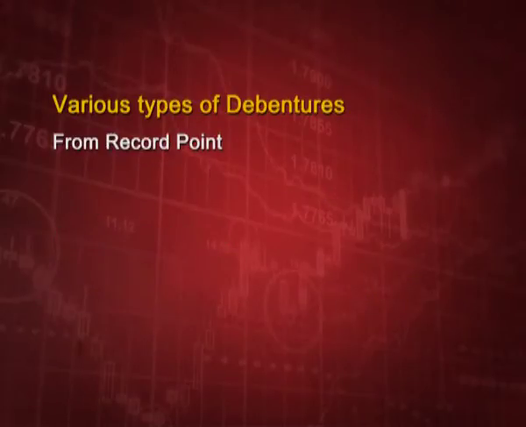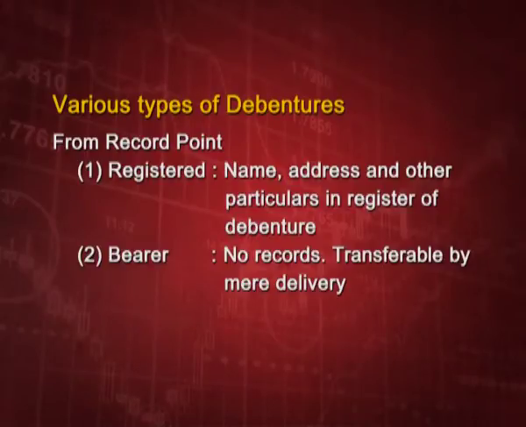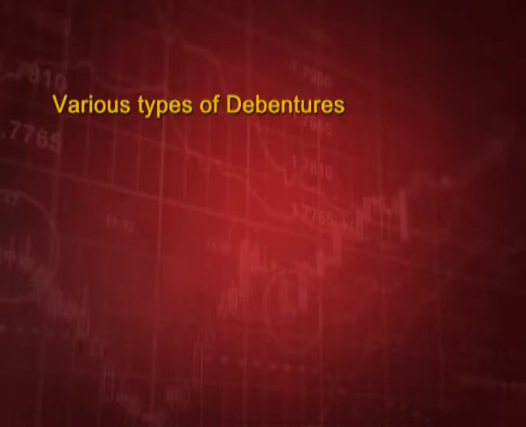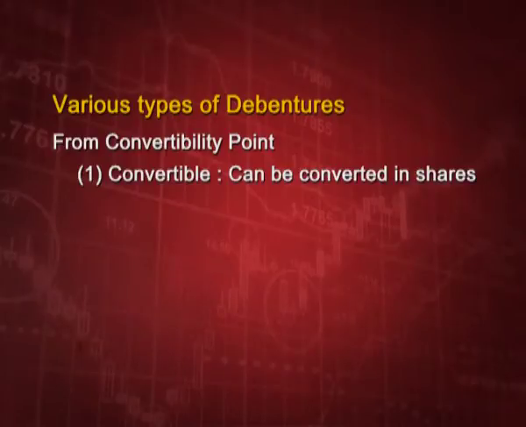If we see from the record point of view, there can be registered debentures and bearer debentures. Registered debentures are those where name, address and all other particulars are there in the register of debenture, whereas bearer debentures are those where there are no records, they are just transferable by mere delivery. Whosoever is having that debenture is the owner of that debenture. Another viewpoint can be convertibility. If the debentures are convertible into shares, they are called convertible debentures, and if they are not convertible, they are simply called non-convertible.